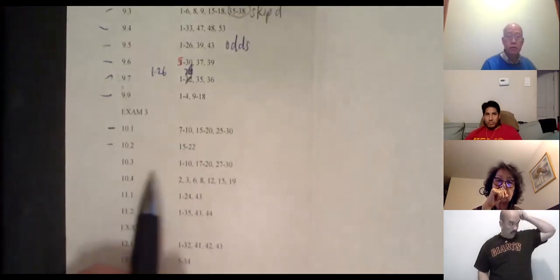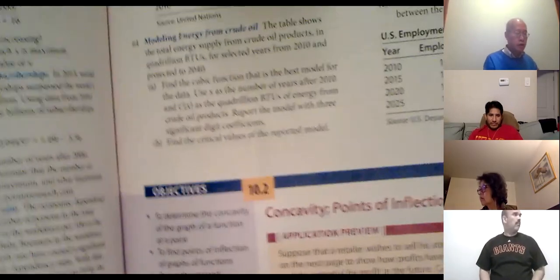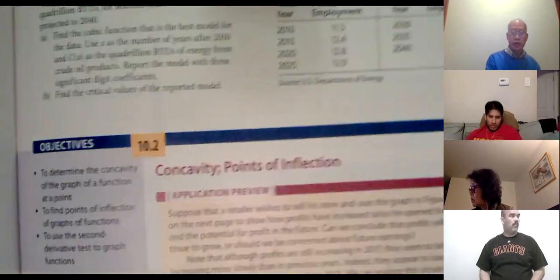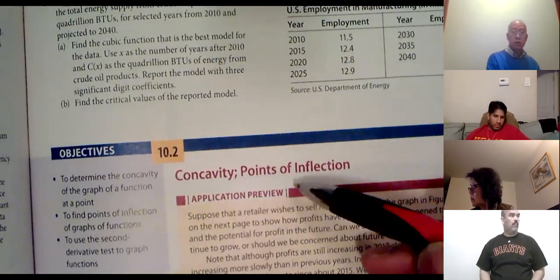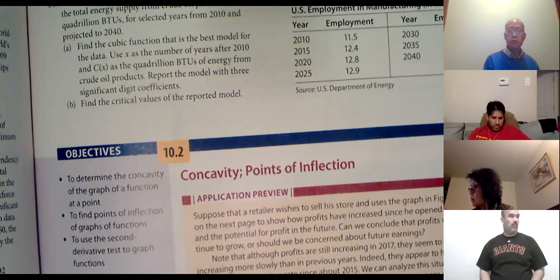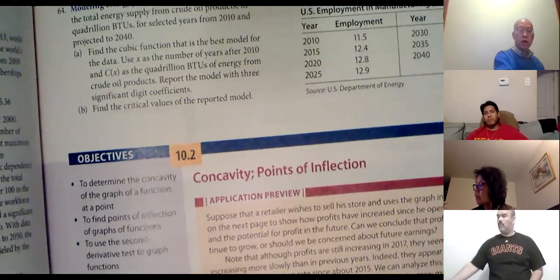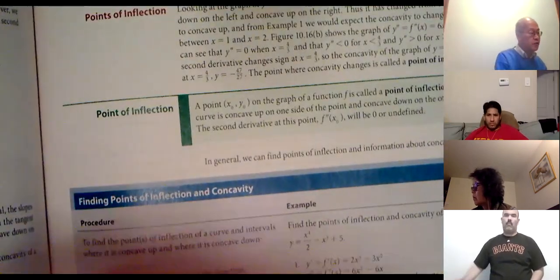Okay, so let me start 10.2. 15 to 22 is the homework problems. So 10.2, page 643, something called concavity and points of inflection. We talked a little bit last time about horizontal points of inflection. Now we're going to talk about all points of inflection. So concavity, what is this concavity stuff?